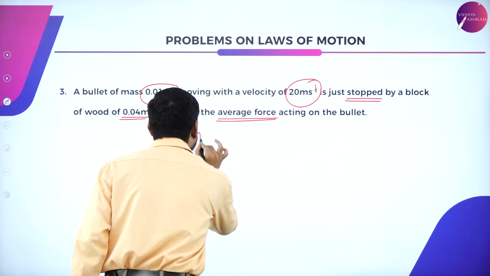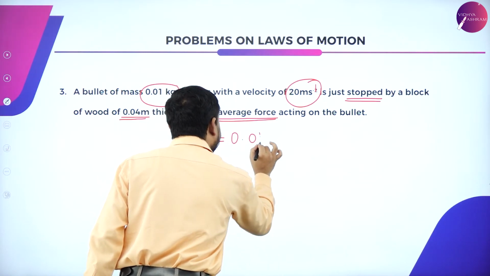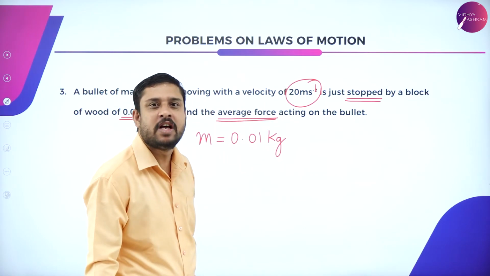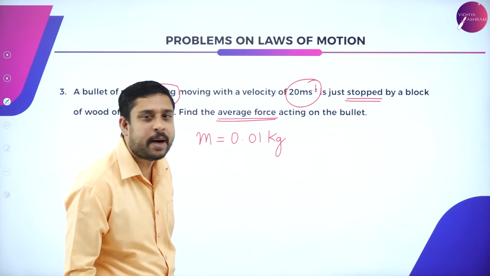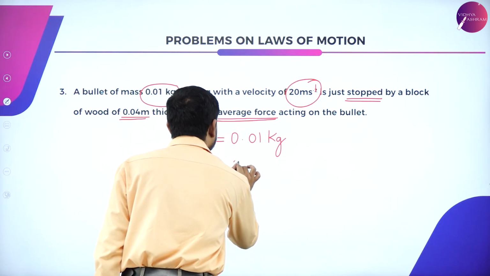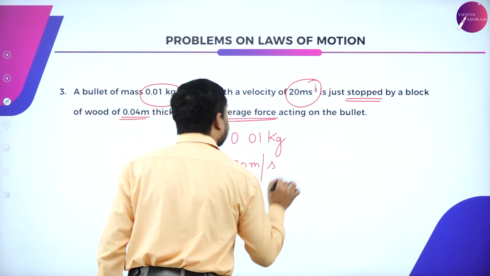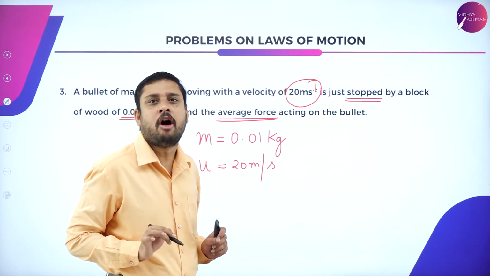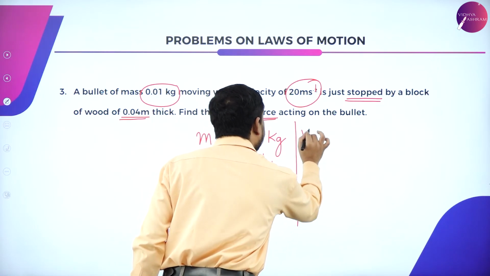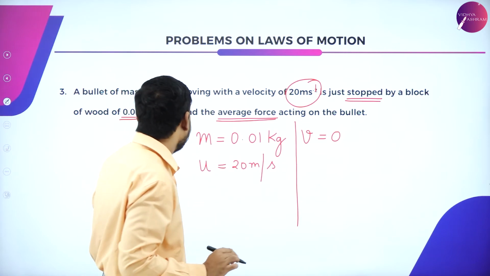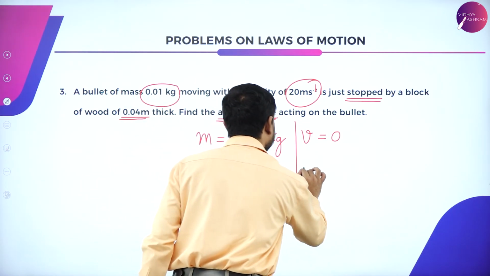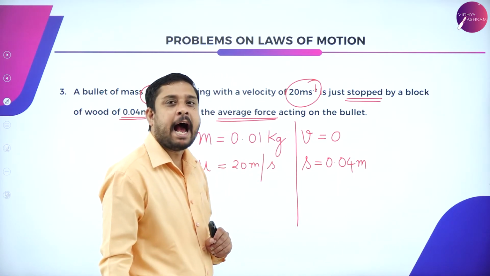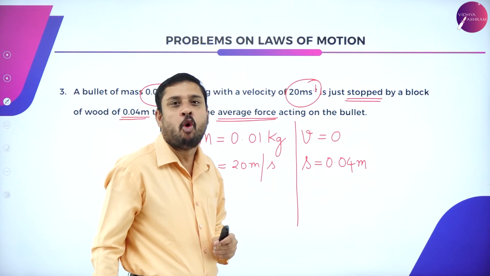So by data, the mass of the bullet is 0.01 kg, and it moves with a velocity of 20 meter per second, U equals 20 meter per second. Now it is just stopped by a block. The bullet is brought to rest by a block. It is stopped, which means final velocity is 0. And what is the thickness of the wooden block? Yes, 0.04 meter. I have to calculate the average force acting on the bullet.